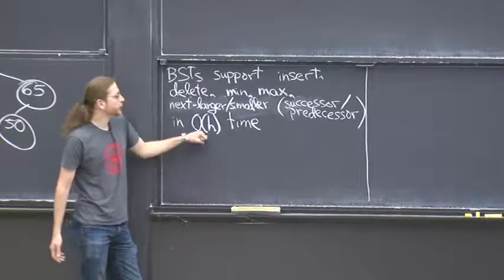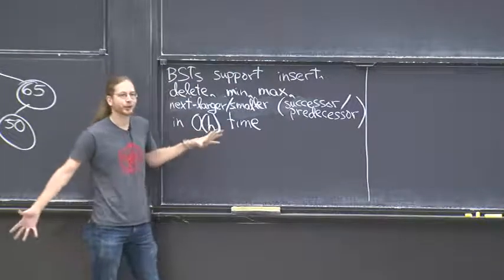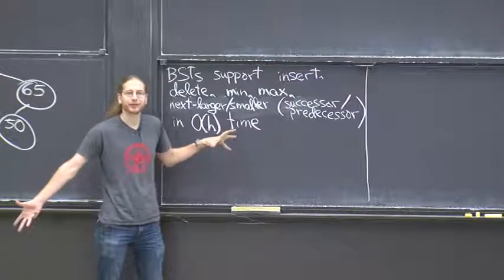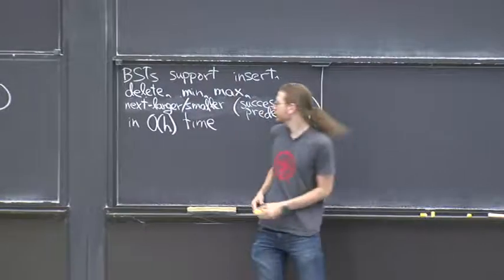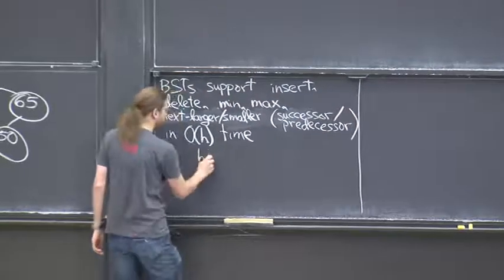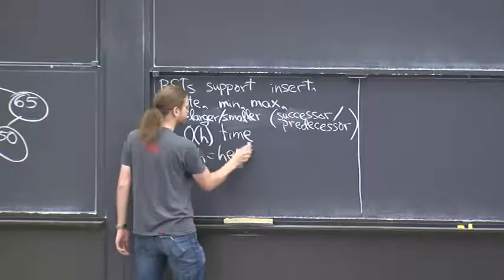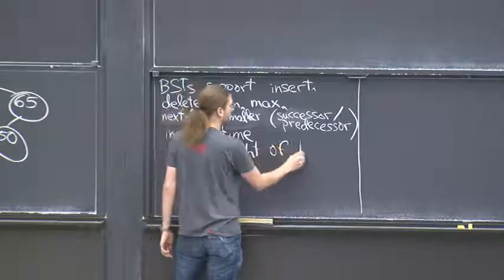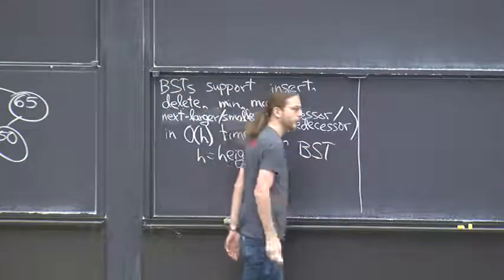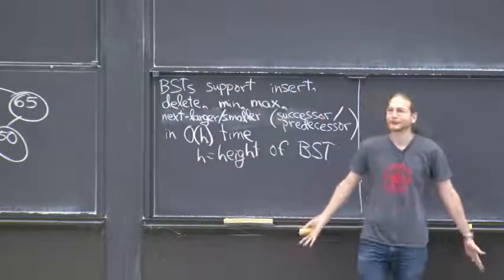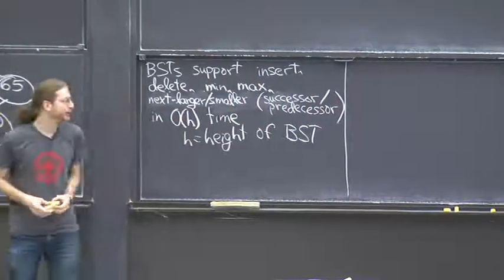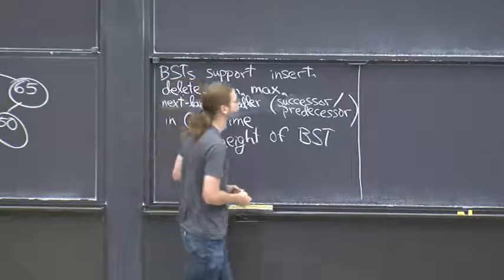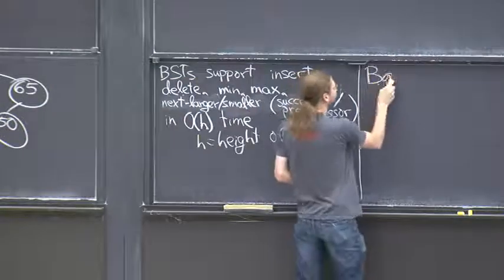You can solve them in order h time. Anyone remember what h was? The height? Yeah, good. Height of the tree. So h is the height of the BST. What is the height of a tree? Log n. Log n would be great, but not always. So this is the issue of being balanced.